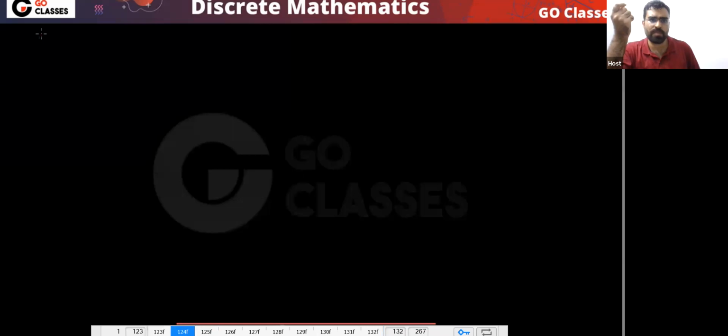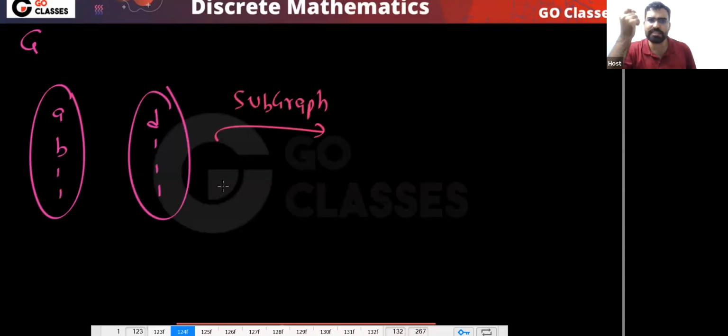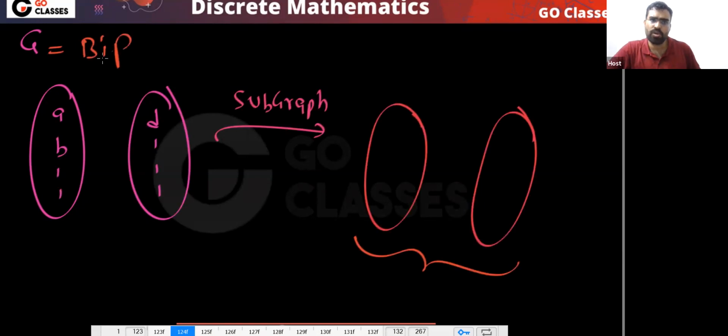Just tell me. If I give you a bipartite graph, what do we do in a subgraph? To create a subgraph, what do you do? You delete some vertices and edges. If you delete some vertices and some edges, will we get a bipartite graph? See, you already have a bipartite graph. Now, if I delete some vertices and some edges, will I again get a bipartition?